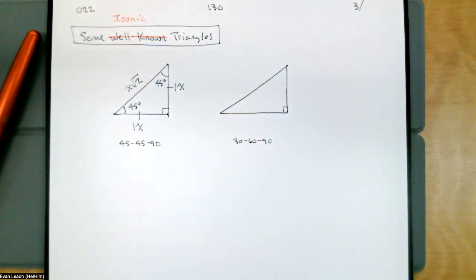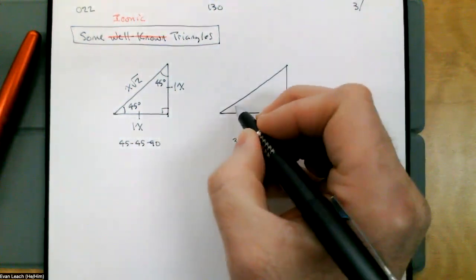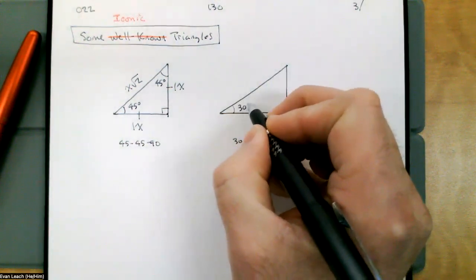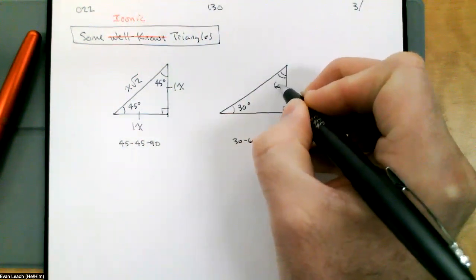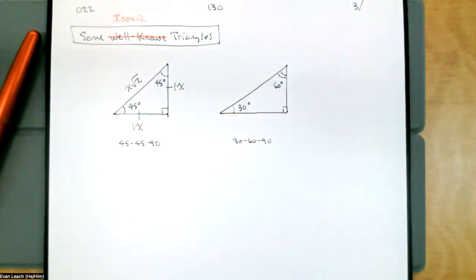We also know the ratio of the sides in a 30, 60, 90 triangle. In a 30, 60, 90 triangle, one of the angles is 30, and then the other angle must be 60. There's a short side, a medium side, and a long side. The long side has to be the hypotenuse. The short side has to be opposite the 30 degrees. The middle angle, 60, will be opposite the middle side.